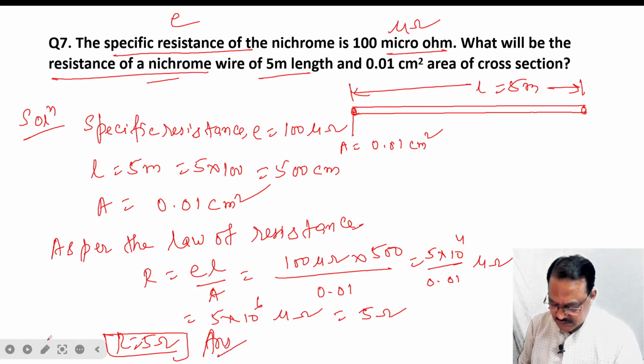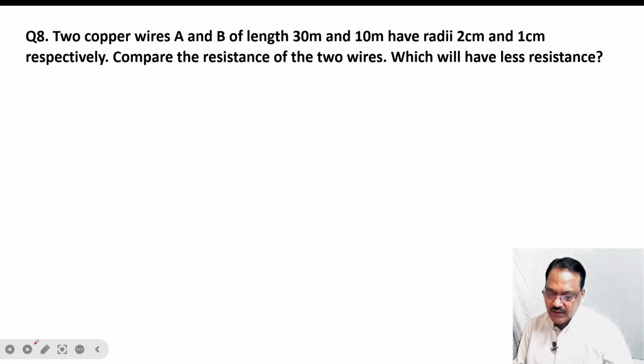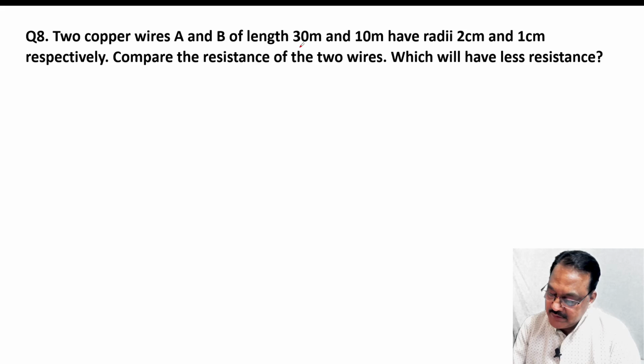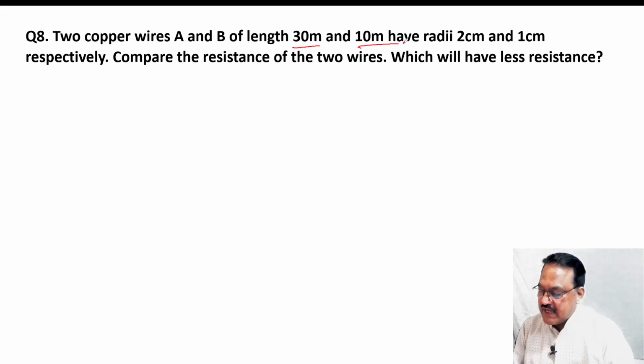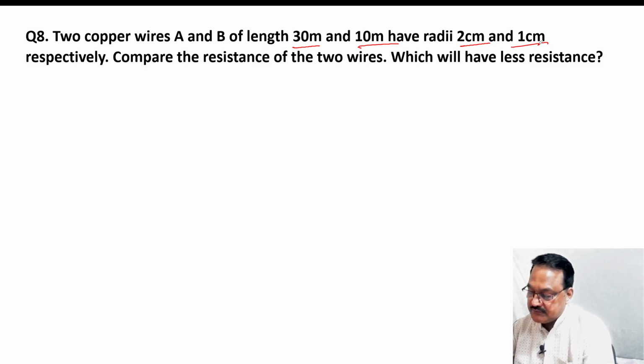Okay, fine. Next, two copper wires A and B of length 30 meter and 10 meters have radii 2 centimeter and 1 centimeter respectively. Compare the resistance of the two wires, which will have less resistance. Okay? It is to be find out what is the resistance value. We have to compare which one is bigger or which one is less.